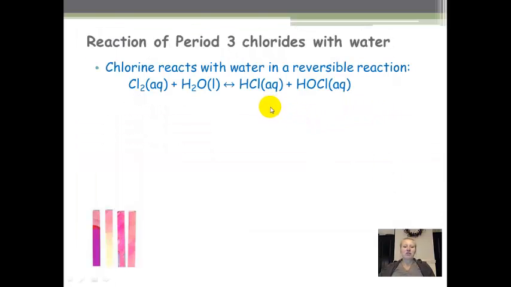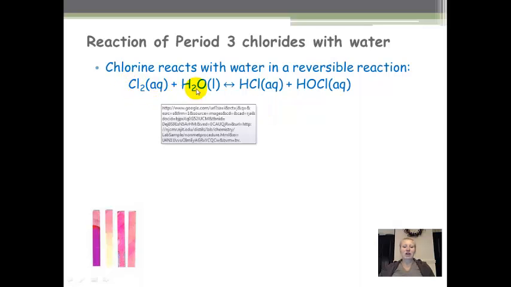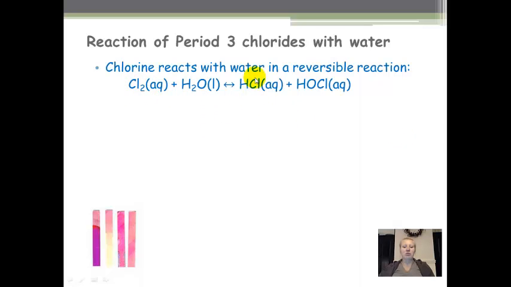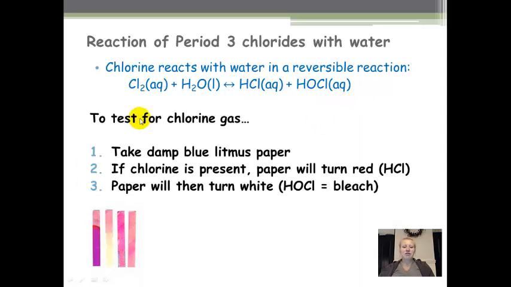And the period 3 chlorides have interesting interactions with water. So chlorine, when you add it to water, will form hydrochloric acid and bleach. So to test for chlorine gas, you are going to take blue litmus paper, and if chlorine is present, the paper will turn red because it turns red in acid. And then if you keep it in the chlorine gas, the paper will actually turn white because there's also bleach being produced.